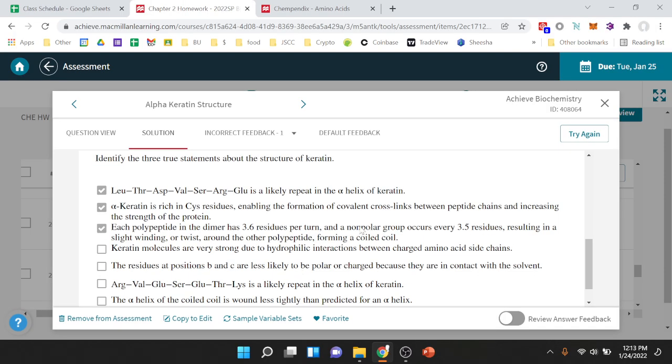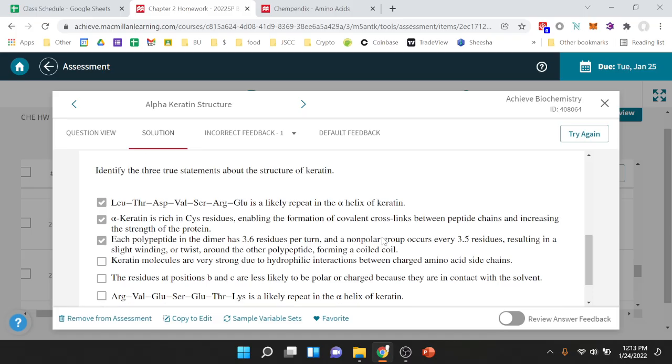So then we go down. Alpha keratin is rich in cysteine residues, enabling the formation of covalent cross links between peptide chains and increasing the length of the protein. Okay, so what do we know about this? Well, we need to have repeated structural units that are going to attach to each other, right? Would that make sense for that to be true then? Yeah, that makes some sense, doesn't it? That would give you a way to link these up.